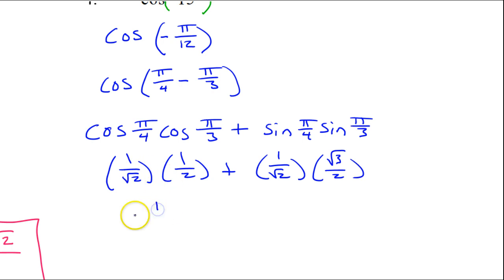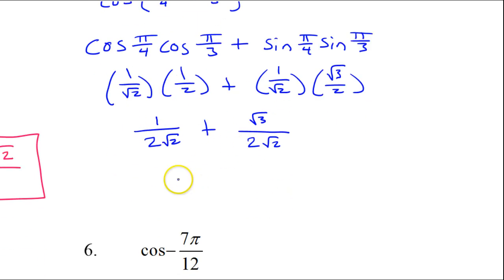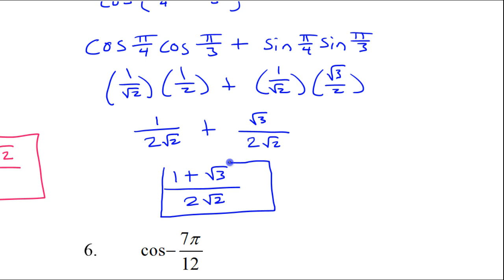Multiplying these, I get 1 over 2 root 2. Multiplying these, I get radical 3 over 2 root 2. Considering that I have like denominators, I have 1 plus radical 3 over 2 root 2. So this is one form of the answer.